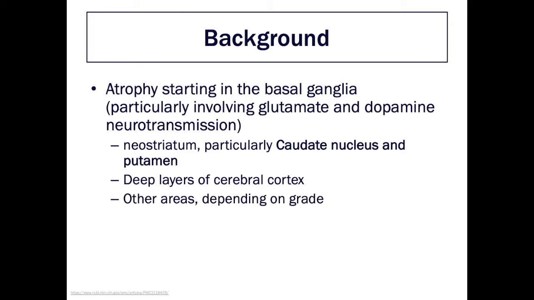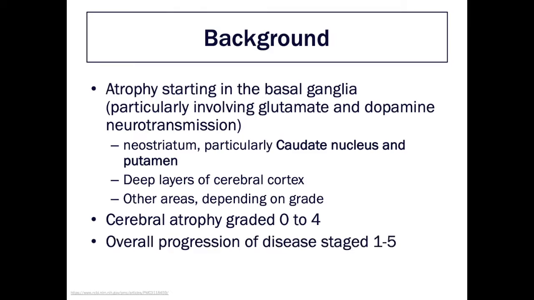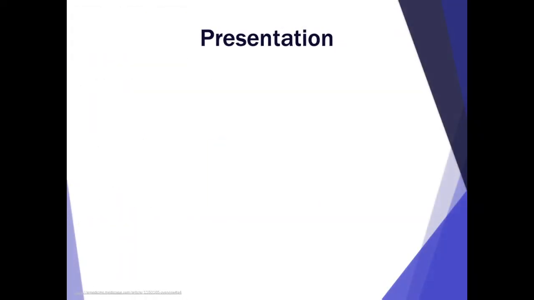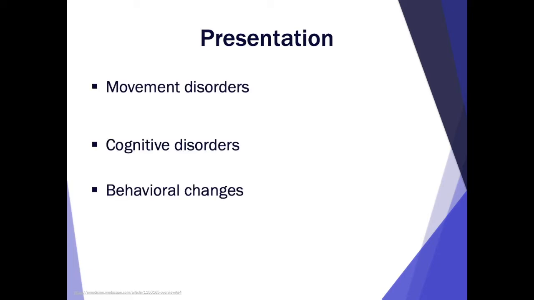So cerebral atrophy is graded from 0 to 4, and the overall progression of the actual disease is staged from 1 to 5. So you can basically split the Huntington symptoms into 3 areas: movement disorders, cognitive disorders, and behavioral changes or psychiatric disorders.